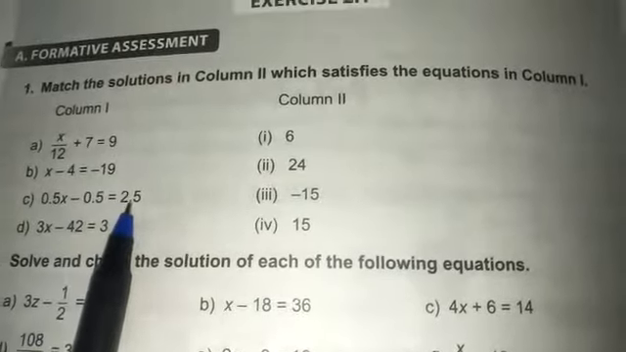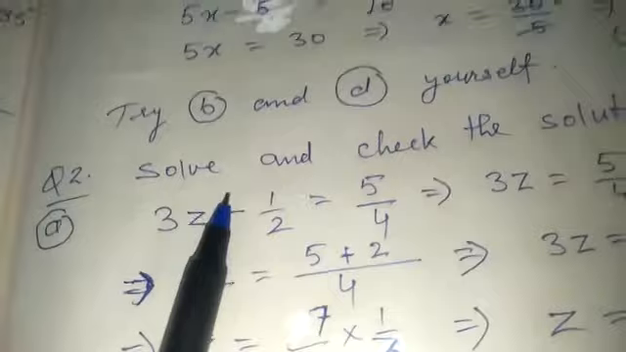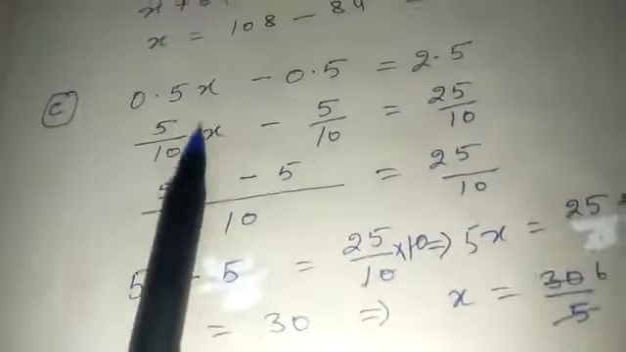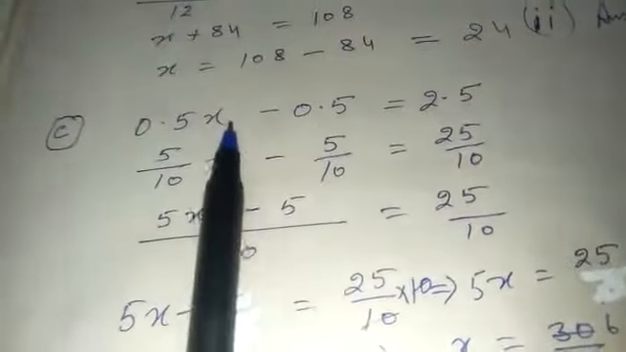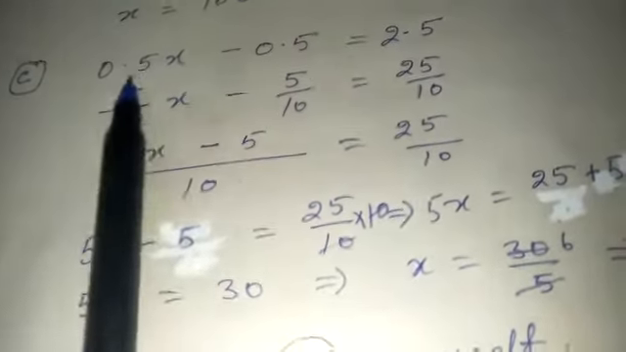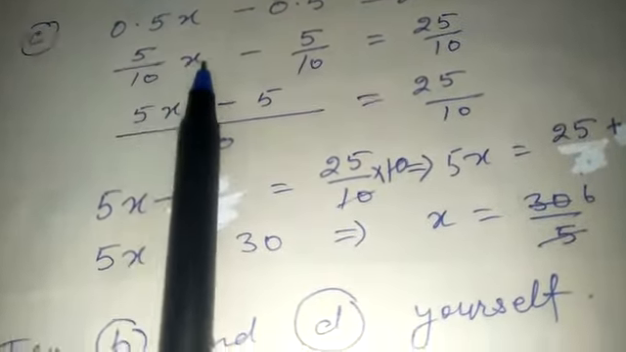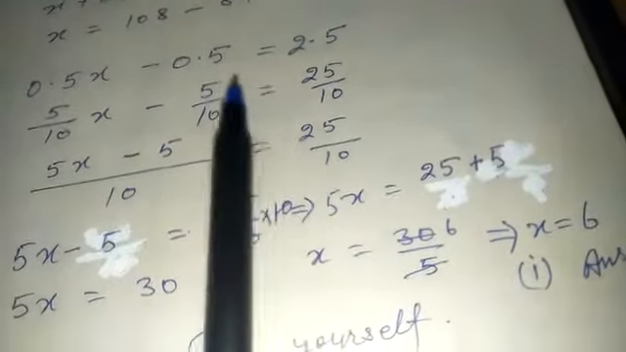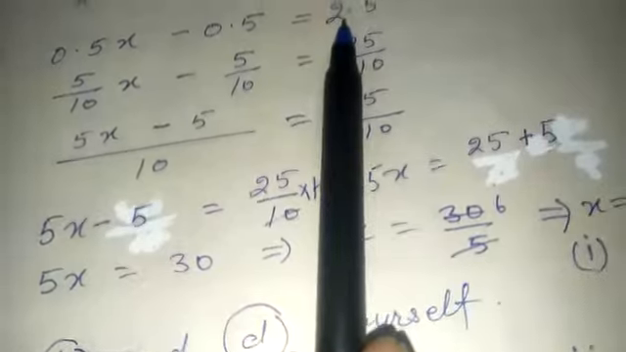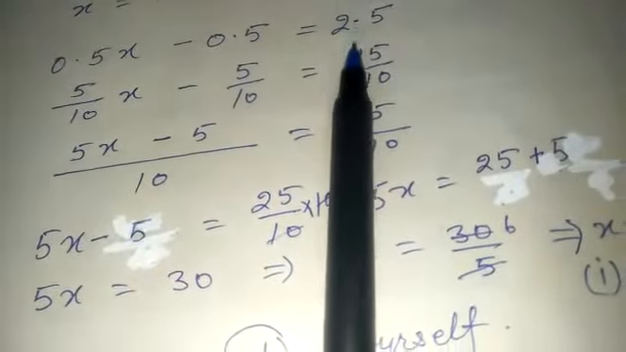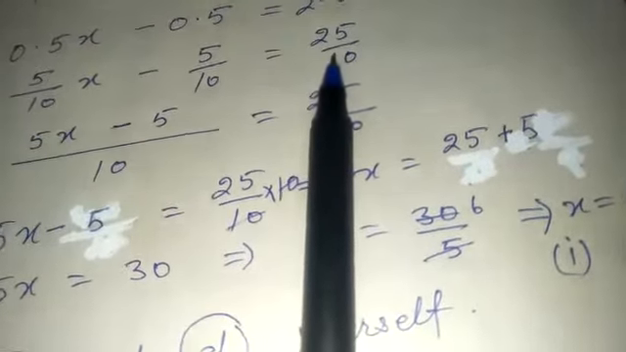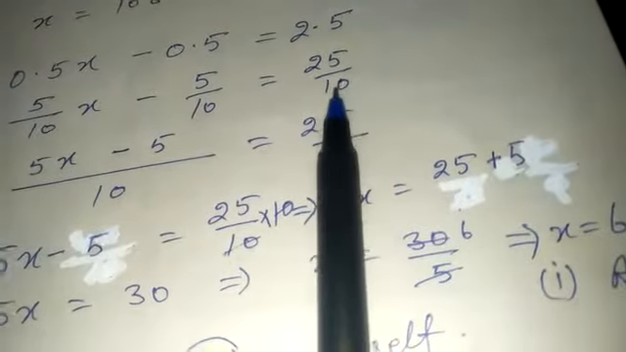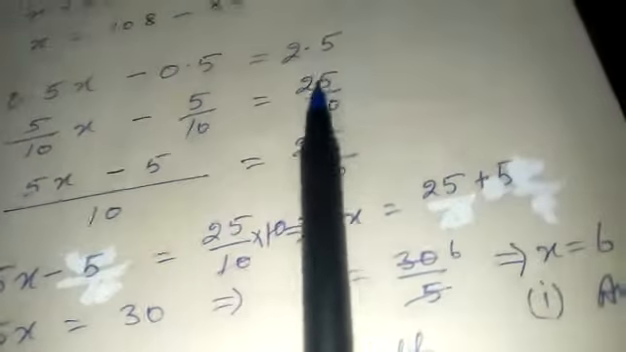0.5x minus 0.5 is equal to 2.5. This one. 0.5 can be written as 5 by 10 into x minus 5 by 10 is equal to 25 by 10. Remove these decimals. When we remove the decimal, then put 1 at the place of the decimal, and as many digits after the decimal, so many zeros. Just like one digit is there, so 1 0 is there.